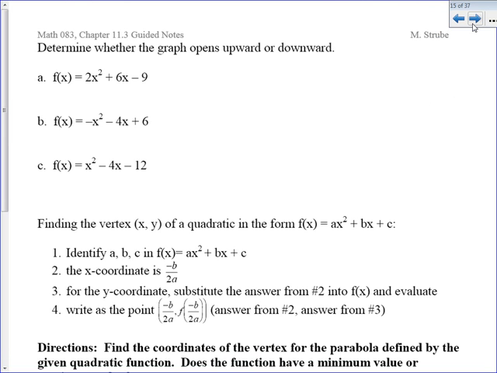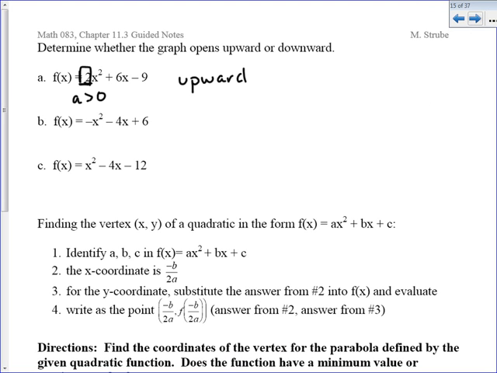So our first little section here: determine whether the graph opens upward or downward. All you have to do is look at the sign of a. And it's the same a as with our factoring, the same a as with our quadratic formula. So if I have f of x equals 2x squared plus 6x minus 9, all I'm doing is looking at the number in front of x squared. If it's positive, so a is greater than 0, it opens upward.